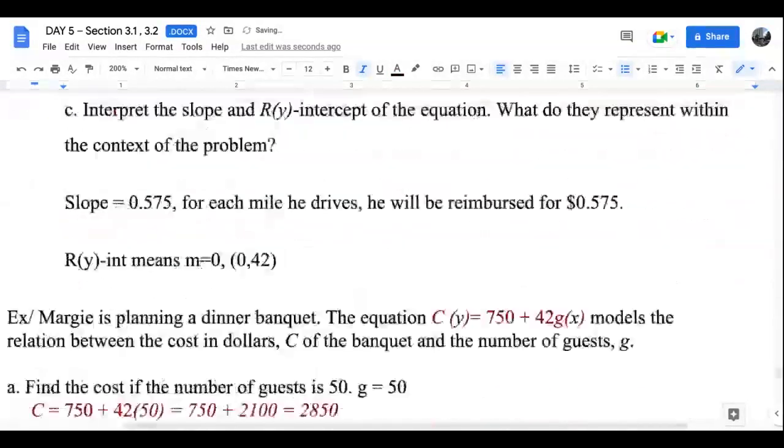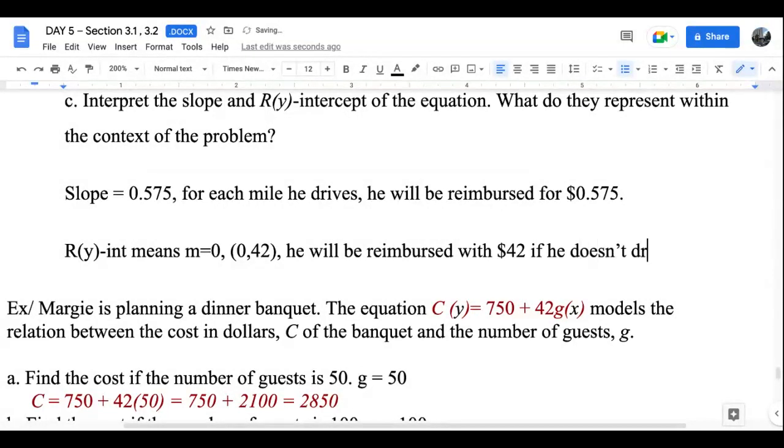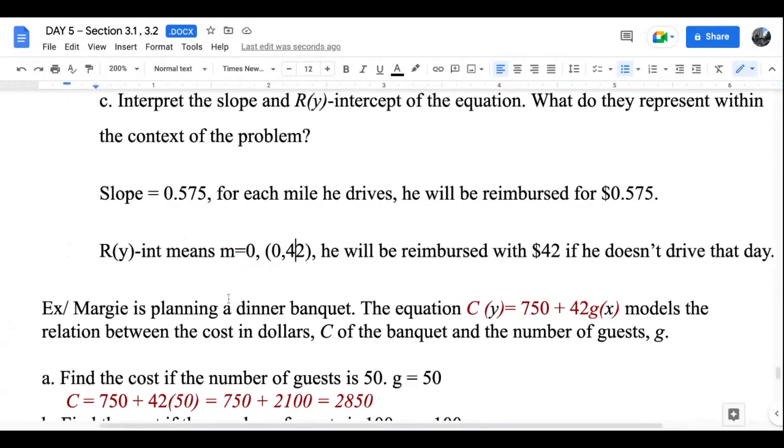What about the y-intercept? Well, the R-intercept in this case, because we call the other side R, means when he drives no miles, M equals 0, he will be reimbursed with $42 if he doesn't drive that day. Any questions?